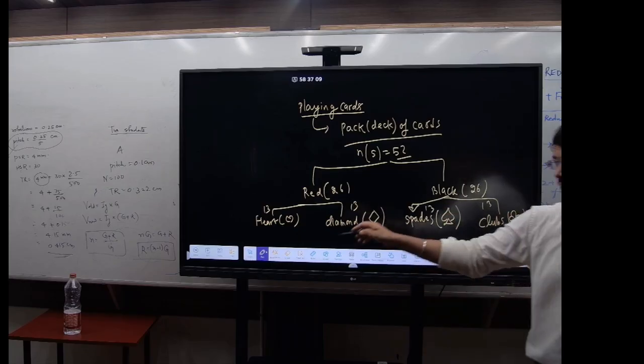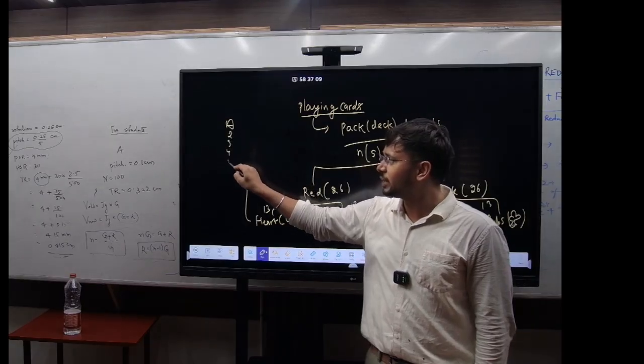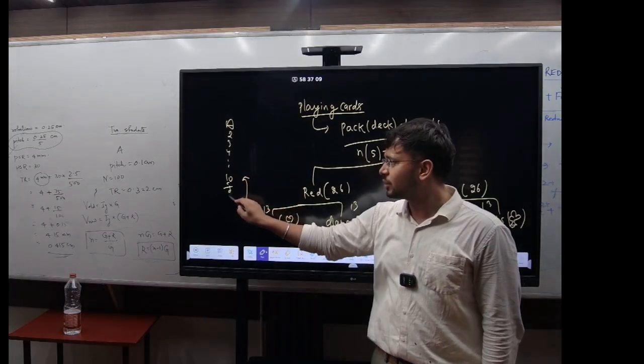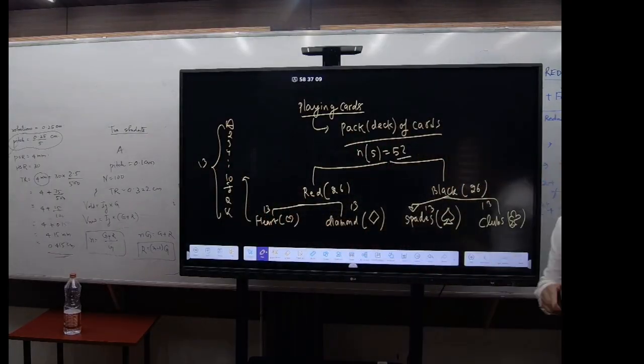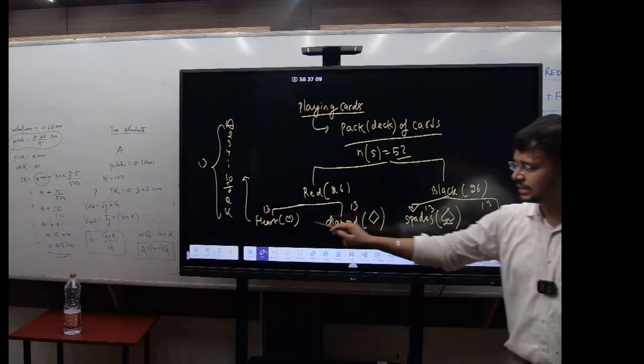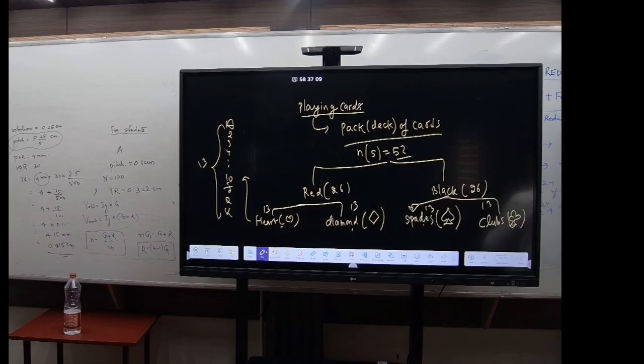And how are these 13 cards? Each will have ace, then 2, 3, 4 till 10, then jack, queen and king, total 13 denominations. So each will have one heart ace, one diamond ace, one spades ace, one club ace. So how many total aces will be there? 4. How many total kings will be there? 4. How many total queens will be there? 4. How many total jacks will be there? 4. Yes or no?